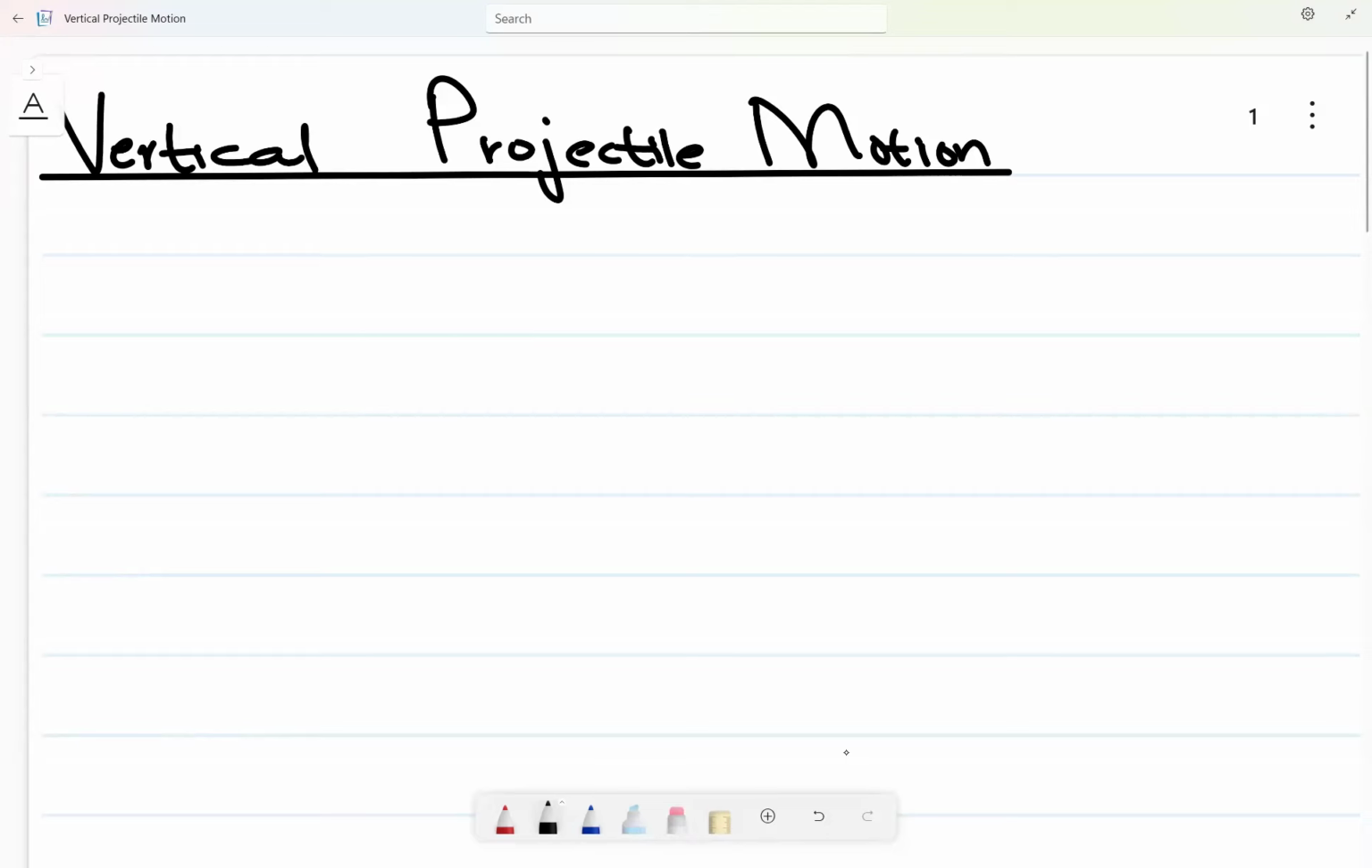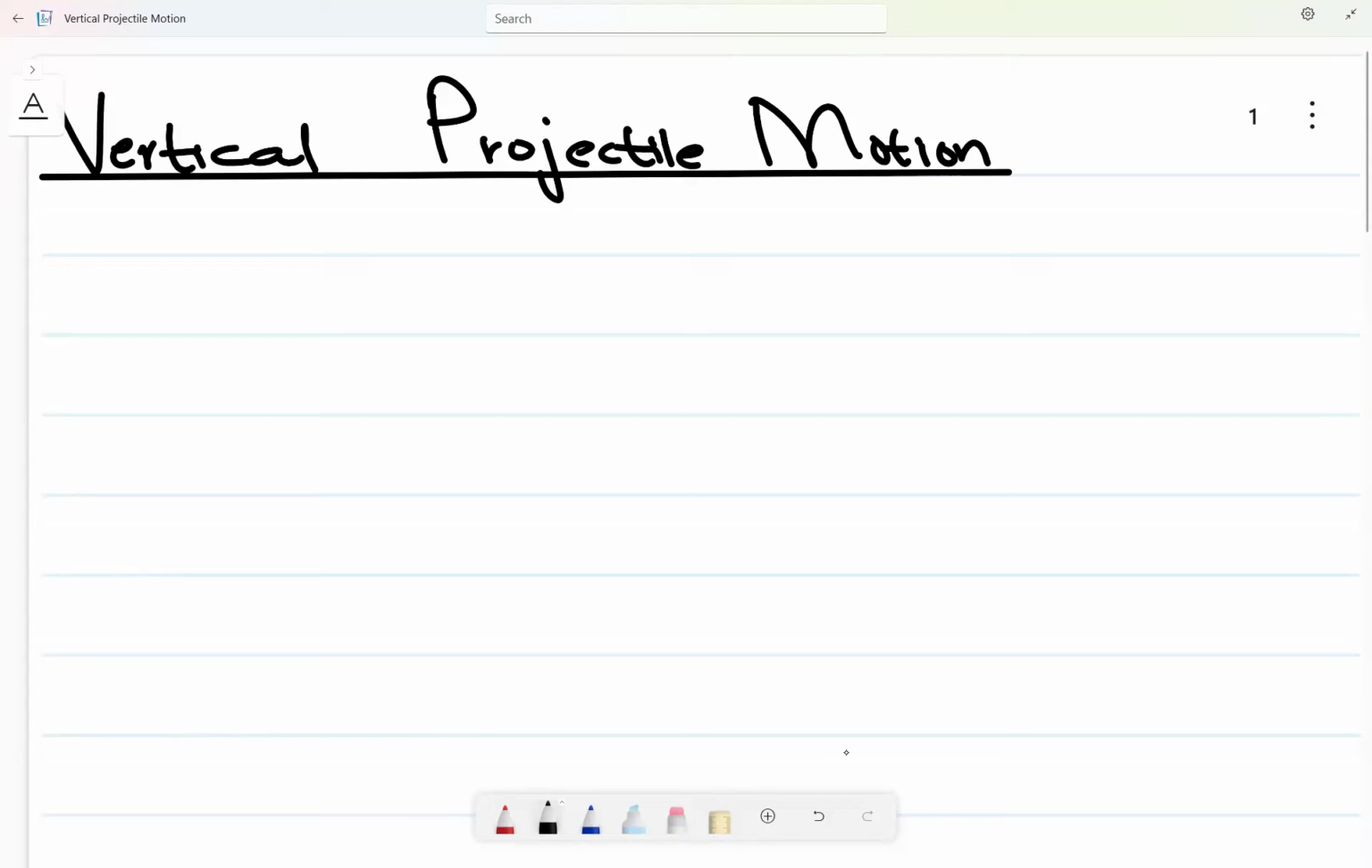Now, in today's video, we'll be looking at a topic that is a little bit tricky, specifically in physical science, more on paper one, which is physics. So we call this vertical projectile motion.